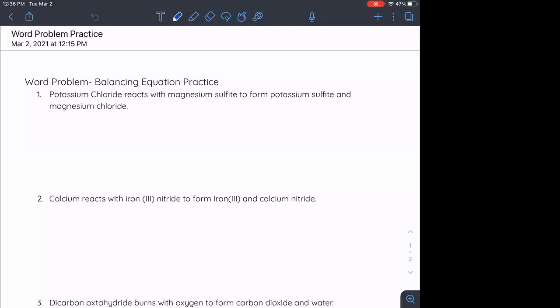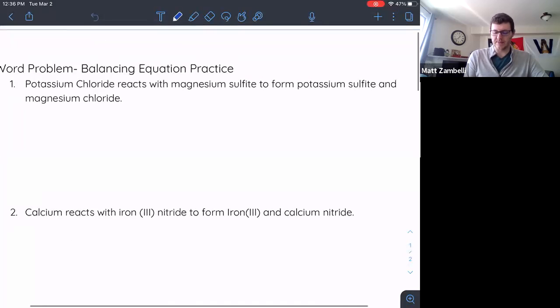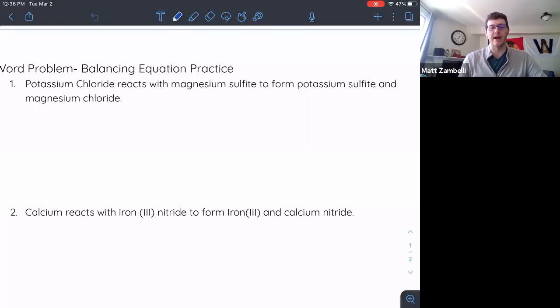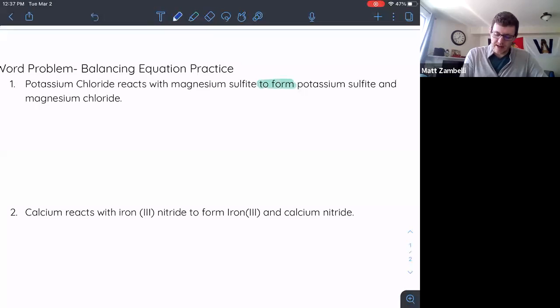Yes. All right, so let's look at that first one. It says potassium chloride reacts with magnesium sulfite to form potassium sulfite and magnesium chloride. So the first thing we want to do again is find out where our yield sign is, that arrow. So what word or words tell us where the arrow is going to be? To form, perfect. This right here tells us that we're making something new. So that's where our arrow is going to go.